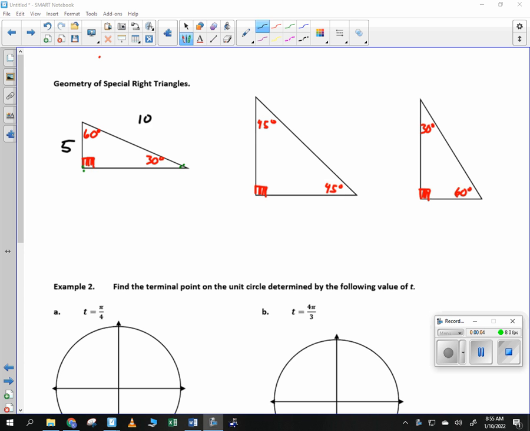The shortest side is exactly half the longest side. We all good? A for the day. Does anybody remember? My guess is most people won't remember this. Does anybody remember what this length is?